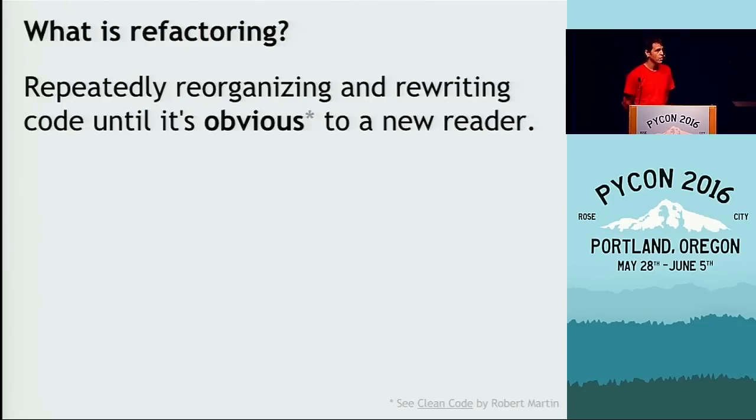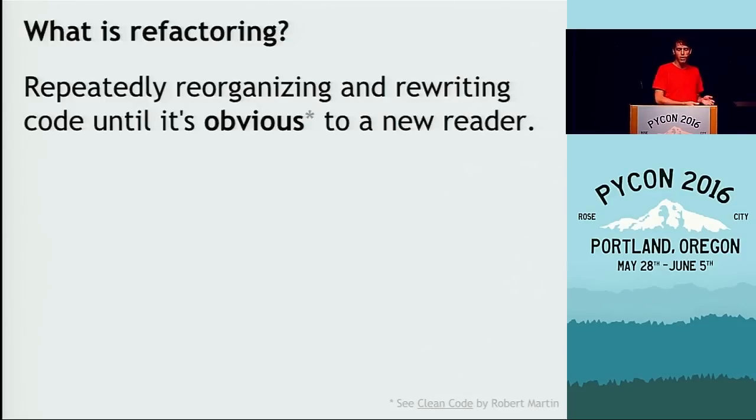So the overall question is, what is refactoring? And it is restructuring, reorganizing, rewriting your code until it's obvious to a reader. And that obvious statement comes from a book called Clean Code by Uncle Bob or Robert Martin, you probably heard of. The obvious part of this is the most important thing, because you already do this. When you're writing code, you restructure things, you reorganize things, you rewrite things as you're going along. It's just part of what programming is.